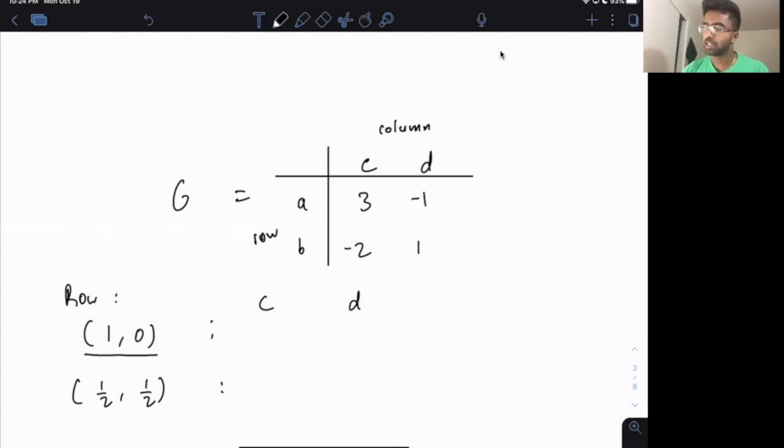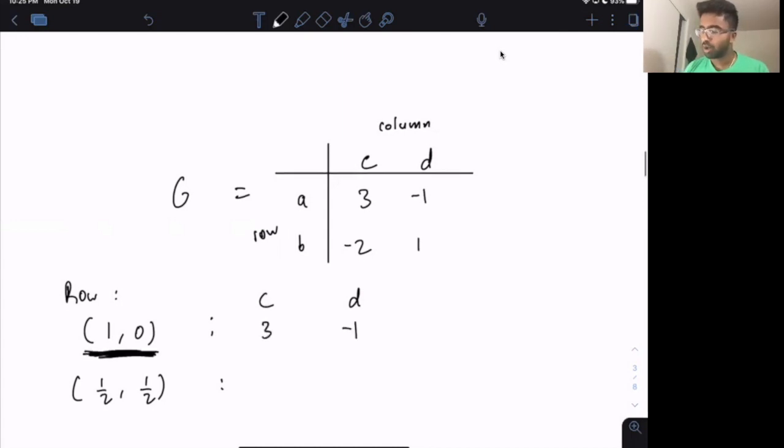And if column plays D, it's going to be -1 times 1. What if row plays with the strategy 1/2, 1/2, which basically means that row randomly picks between option A and B. The expected payoff then, if column plays option C, is going to be 3 times 1/2 plus -2 times 1/2, which is just going to be 1/2. And in the D case, it's going to be 1/2 times -1 plus 1/2 times 1, which is just going to be 0.